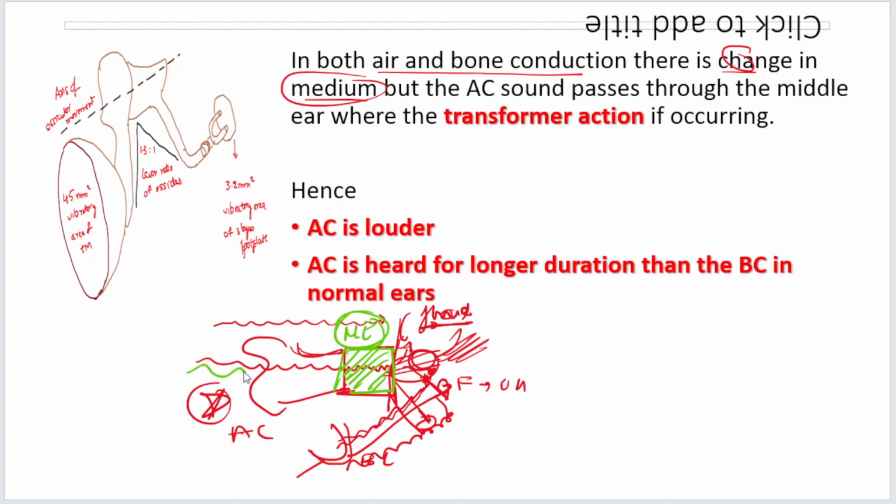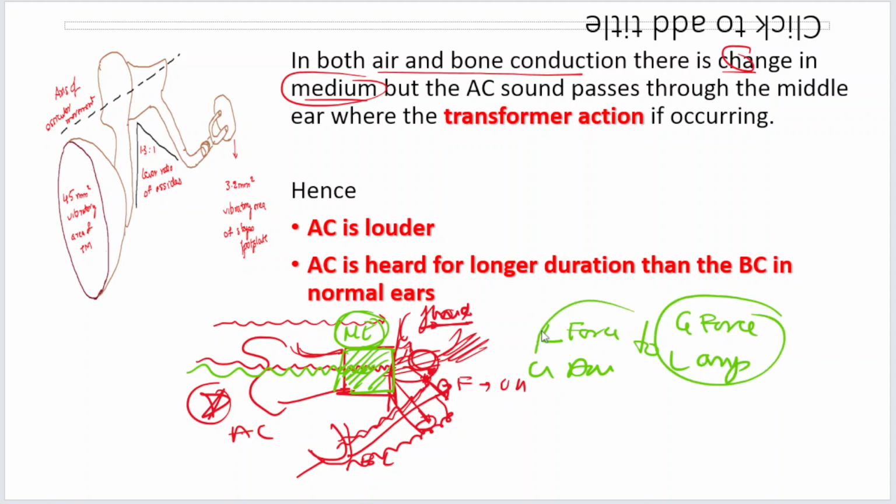action. So the sound vibrations are passing through the middle ear. The middle ear is not just acting as a conductive pathway. The middle ear is changing sound of lesser force and greater amplitude at the footplate of the stapes into greater force and lesser amplitude. So this is what is happening only in the middle ear transformer action. So that is not happening in the bone conduction.